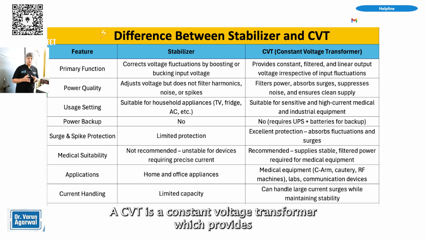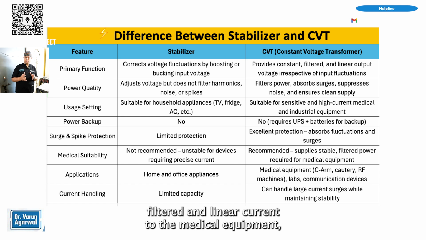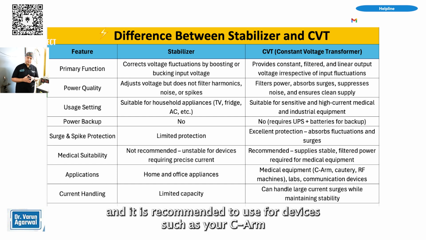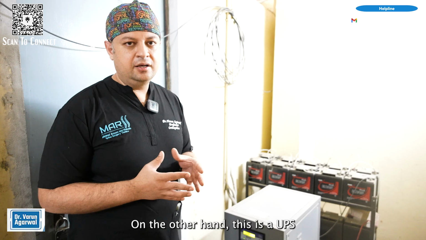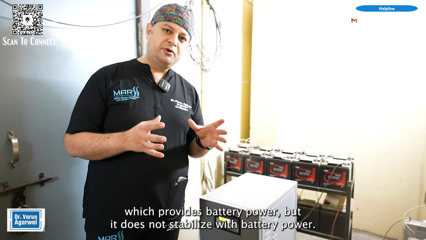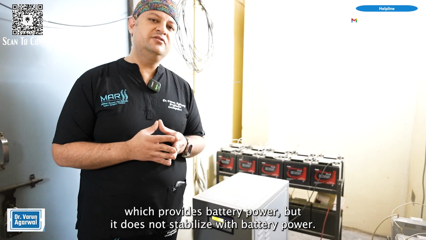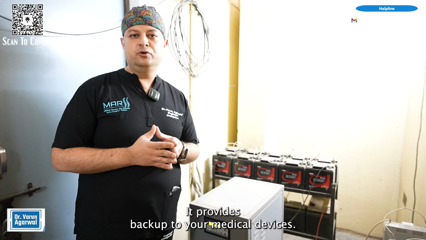A CVT is a constant voltage transformer which provides filtered and linear current to the medical equipment, and it is recommended to use for devices such as your SIAM or your cautery or RF machines, which take a lot of power when they work. On the other hand, this is a UPS which provides battery power, but it doesn't stabilize this battery power. It provides backup to your medical devices.